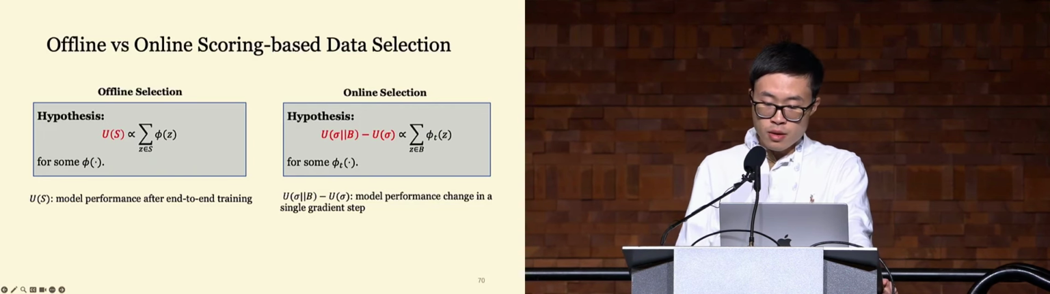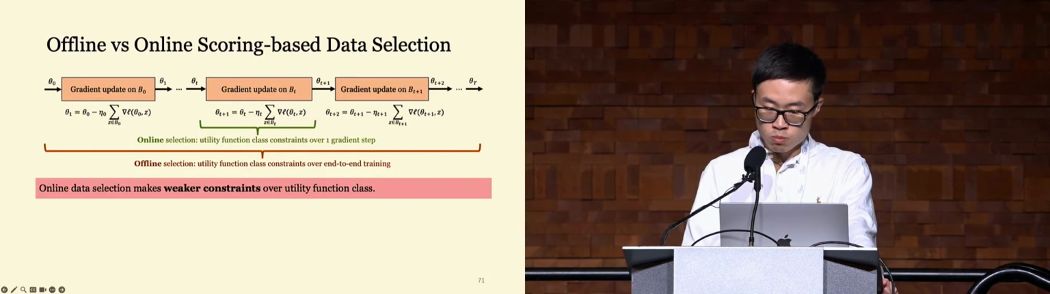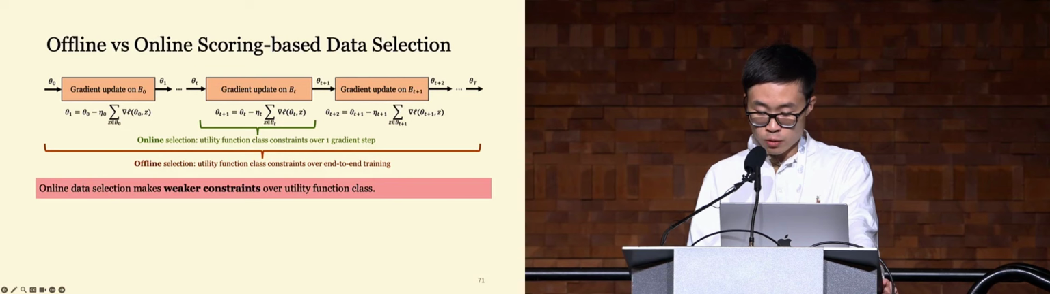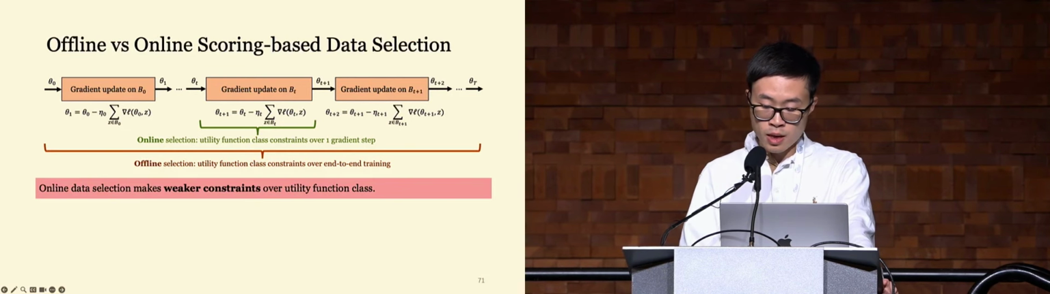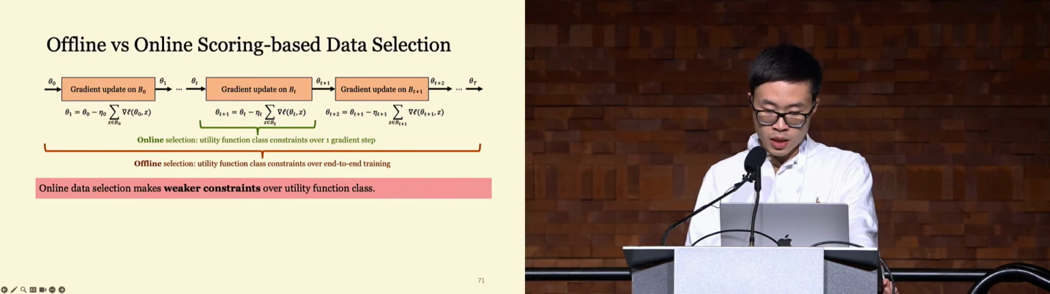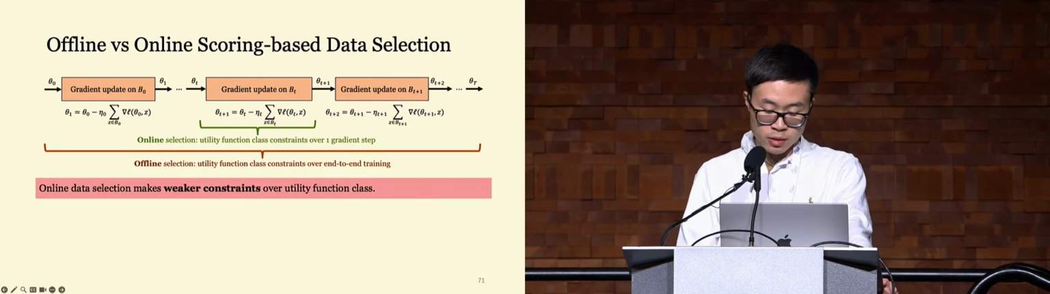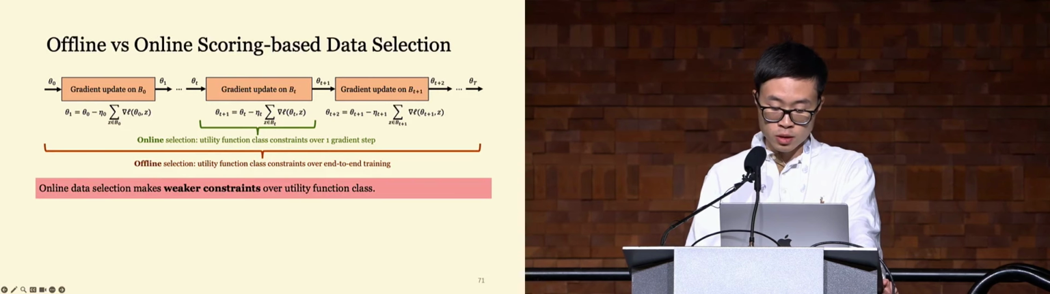So recall that in offline selection, we assume the utility of a data set is correlated with the sum of individual data point scores. So this is straightforward, but it evaluates the utility based on the final model performance after the complete training. In comparison, online selection looks at the marginal improvement, where the scoring function is time dependent, and the value of each data point can change based on the current model state.